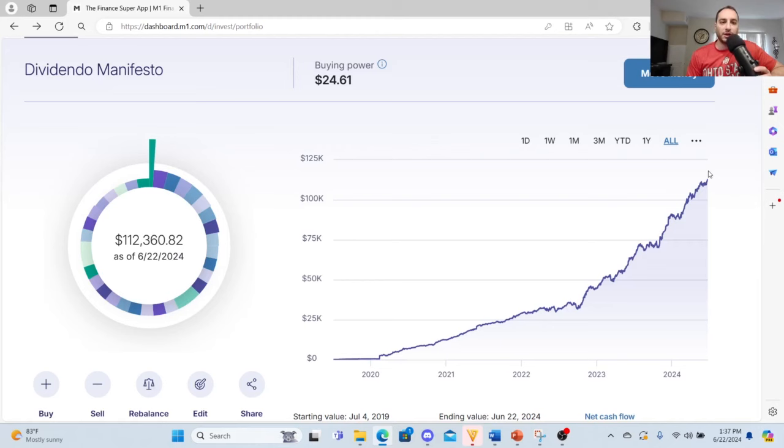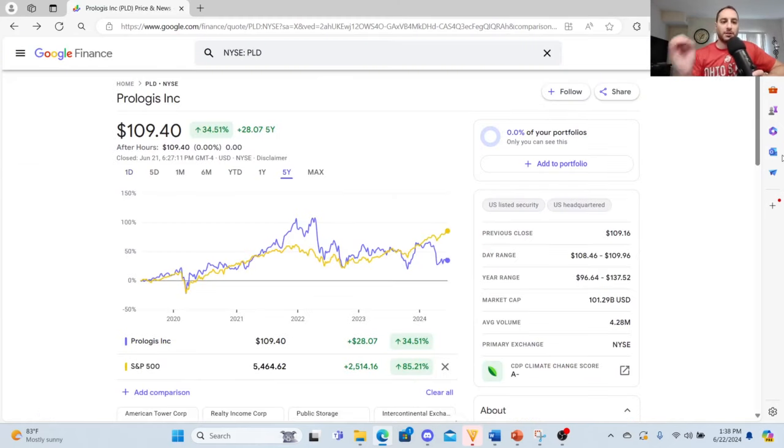Let's check out these REITs right now. And absolutely, I'm buying more Prologis. I have them now in my main part of my dividend portfolio. They're sitting at 109.40. They've been down. Average volume is 4.28 million. The market cap is 101.29 billion US dollars. This is probably, you can correct me if I'm wrong, the biggest industrial REIT out there. Run circles around Stag. Stag is nothing compared to Prologis.